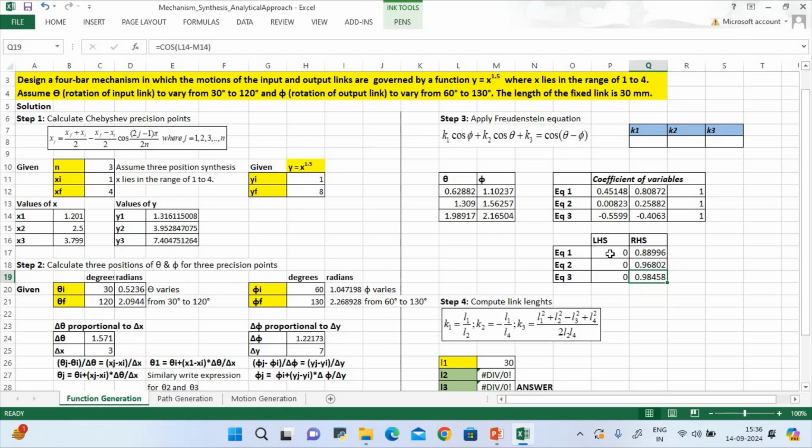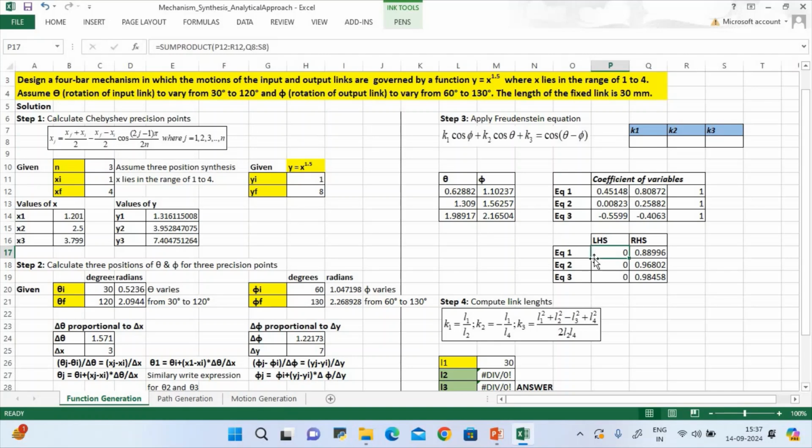Let us do one thing. If you just click here, I have used a formula which is simply SUMPRODUCT P12 to R12 comma Q8 to S8. So what exactly is this formula? This is simply multiplying the variables with their coefficient and calculating basically the value of this expression k1 cos phi plus k2 cos theta plus k3, right?